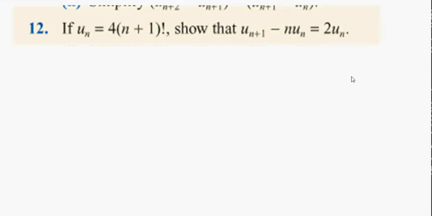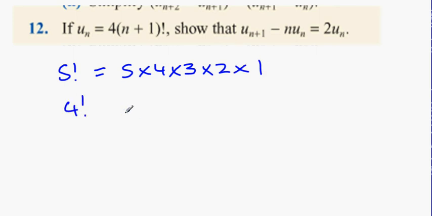Now we're moving up to number 12. Okay, so number 12 is going to be: if u_n is 4 times (n plus 1) factorial, show that u_(n+1) minus n u_n equals 2u_n. Okay, so this is a reasonably difficult question.